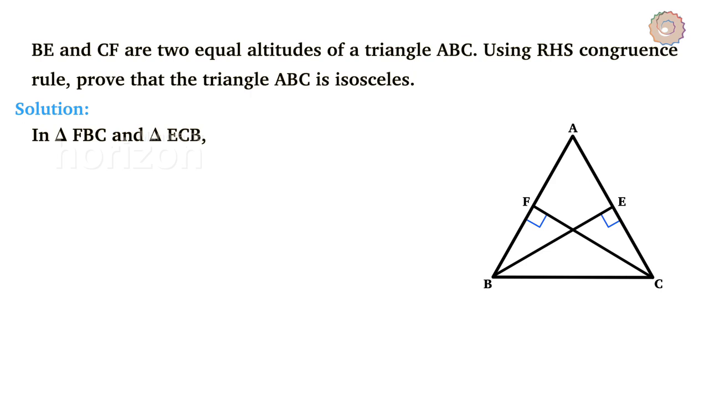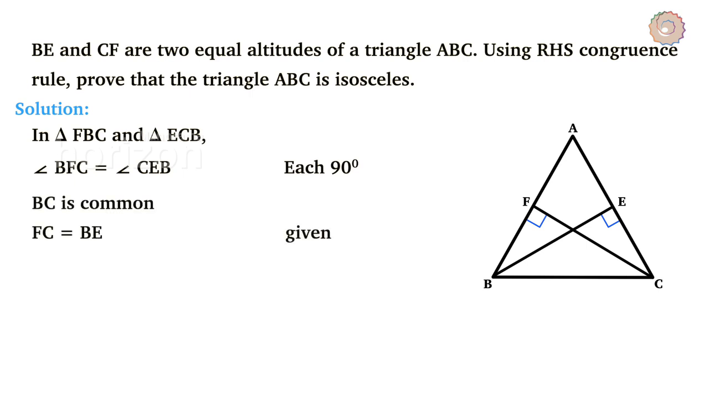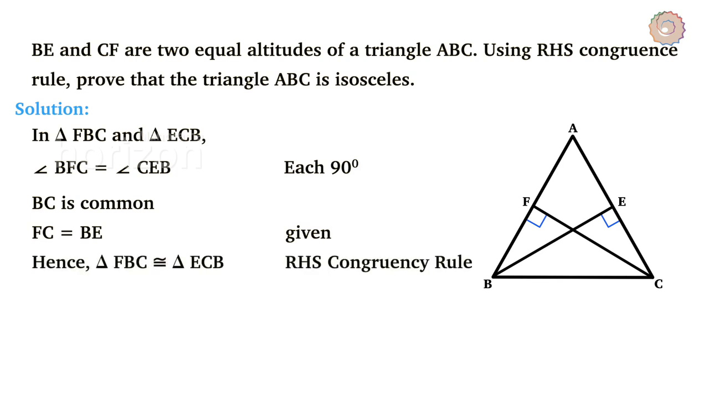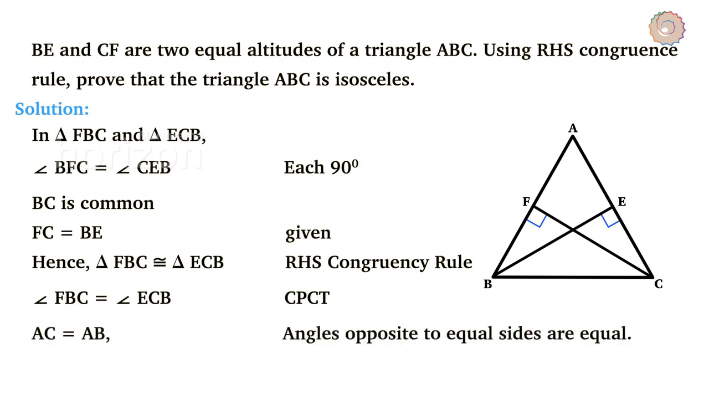In triangle FBC and triangle ECB, angle BFC is equal to angle CEB because each angle is 90 degrees, and BC is common in here. FC is equal to BE, which is given as per the question. Hence, triangle FBC is congruent to triangle ECB because of the RHS congruency rule. Also, angle FBC is equal to angle ECB because corresponding parts of congruent triangles are always equal. Also, AC is equal to AB as sides opposite to equal angles are equal. Hence, triangle ABC is an isosceles triangle.